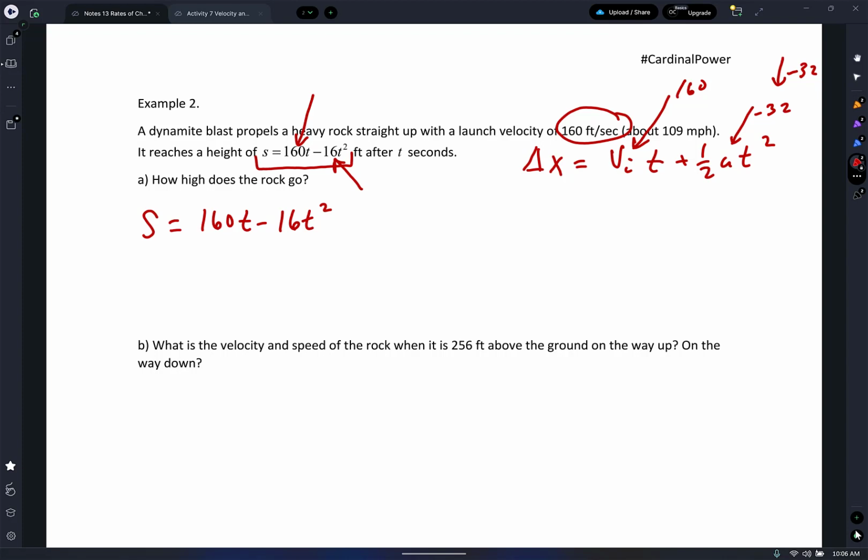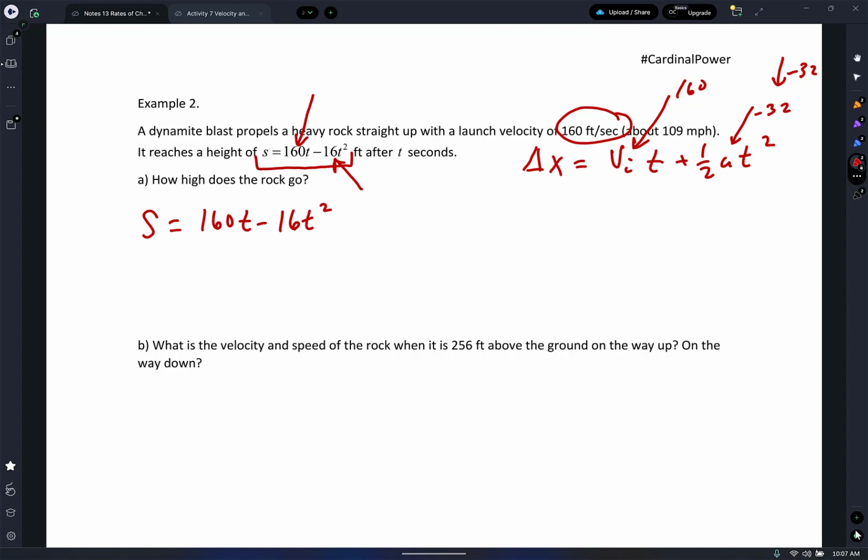Perfect. When this reaches its highest point, if I throw it, at the highest point the velocity is 0, right? So I'm going to find where the velocity is 0, and I'm going to plug that into this equation to find how high this rock goes. Does that make sense or no? Yeah. All right.